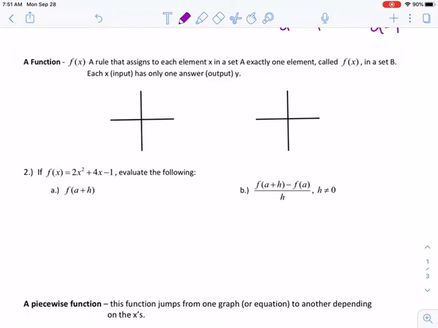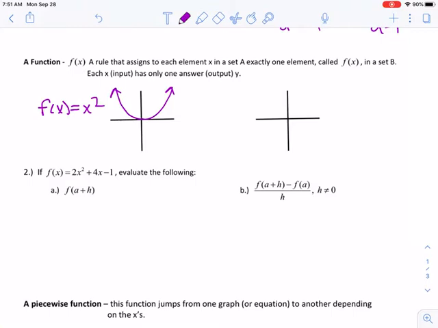Let's take a look at the function f of x is equal to x squared. If I graph my parabola here, we can see that each x only has one y coordinate. So this is a function.